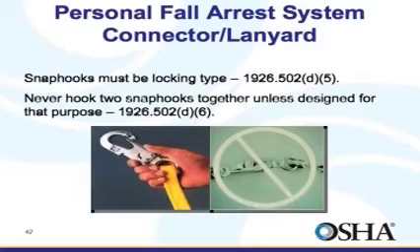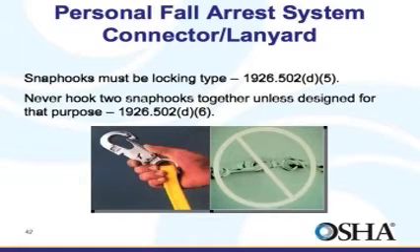Now for the device that ties the anchorage and the body harness together, the connector or lanyard. D-rings and snap hooks shall have a minimum breaking strength of 5,000 pounds. Snap hooks must be size compatible with the connection point to prevent unintentional disengagement or shall be a locking type snap hook.